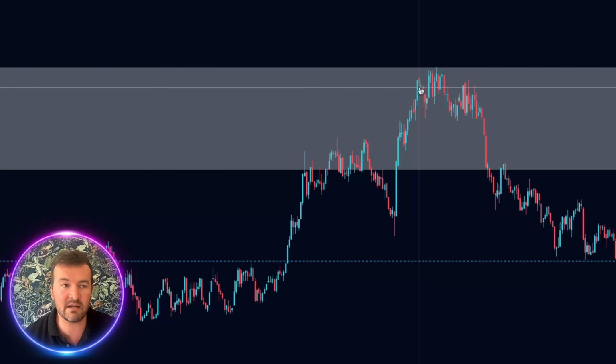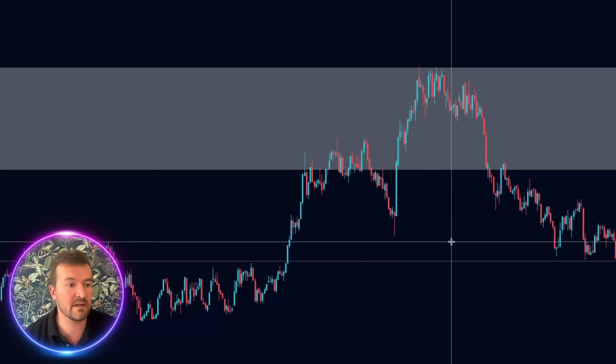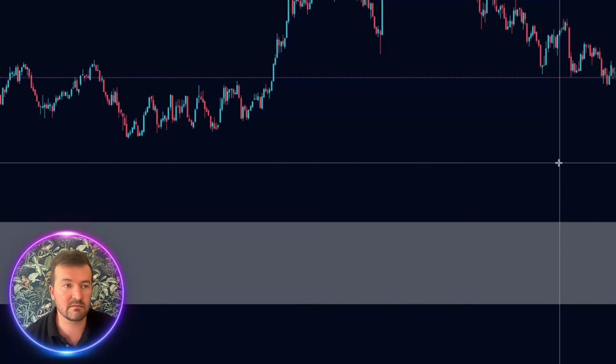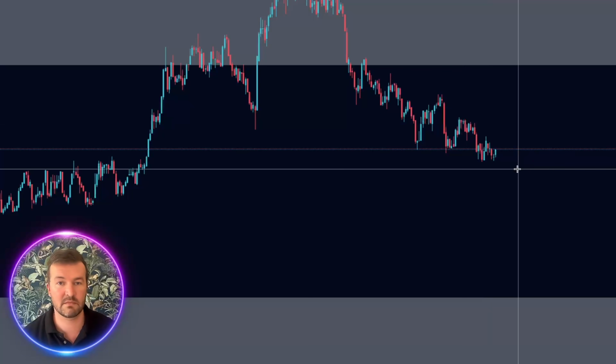I entered about here, stop loss literally above the sweep. I took the sweep entry, and the target is literally down here. Pretty simple. So I don't really care about the fluctuations. I'll just let it run. And if it hits, awesome. If it doesn't hit, whatever. I'll just wait for the next one.